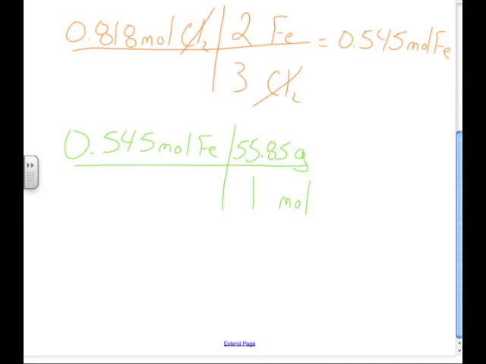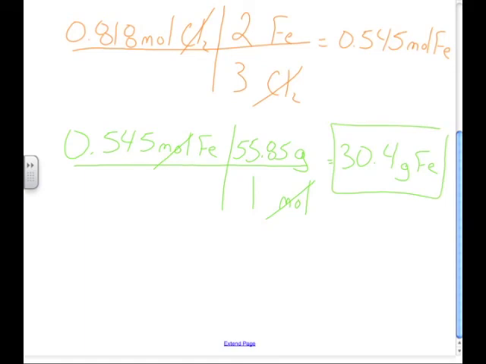So now, 0.545 times 55.85 is, let's call it 30.4. My moles cancel, and that's grams of Fe. And that's it. That's all there is to it.